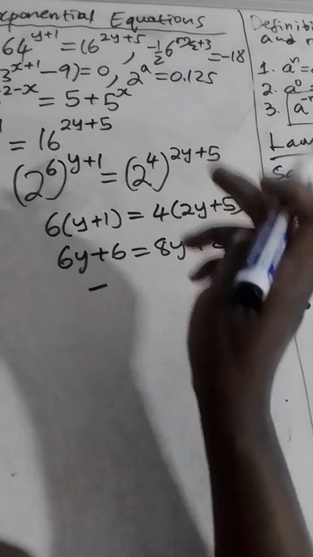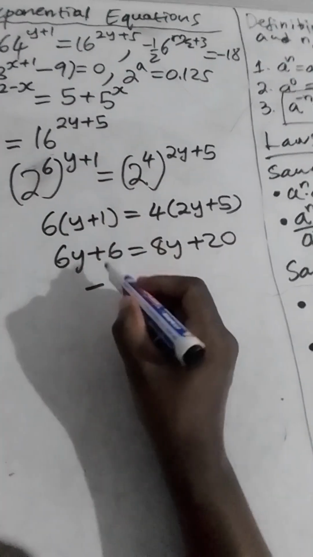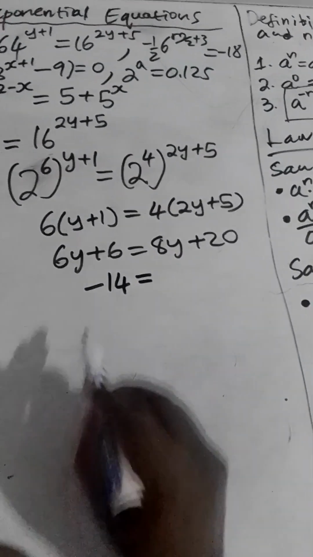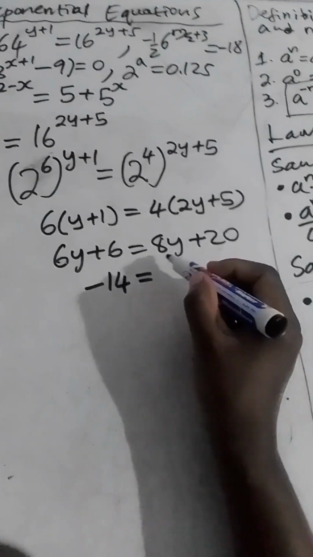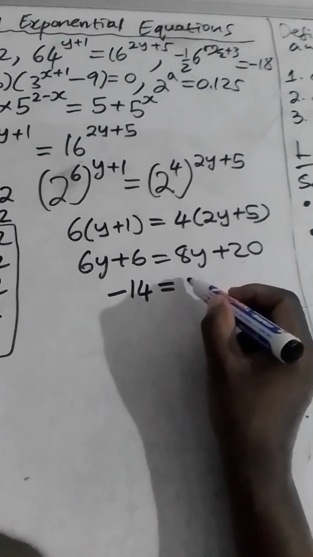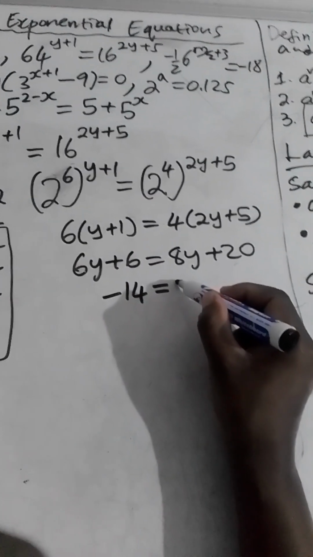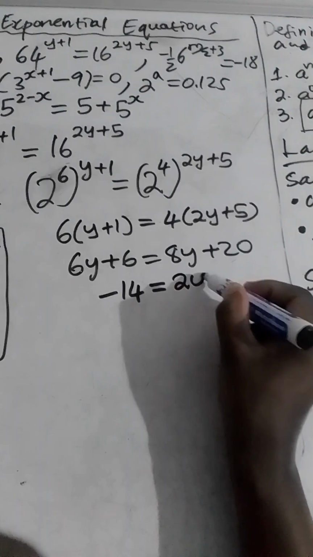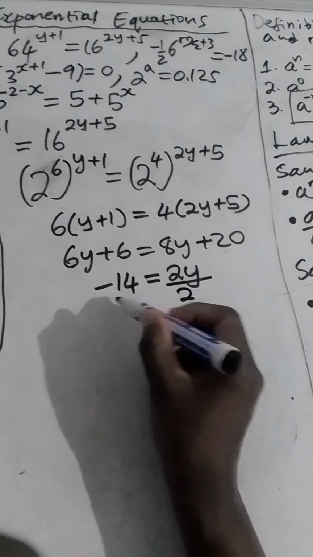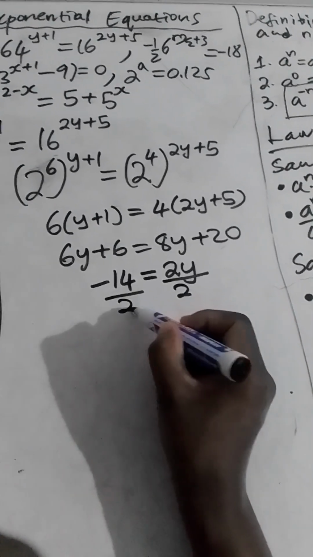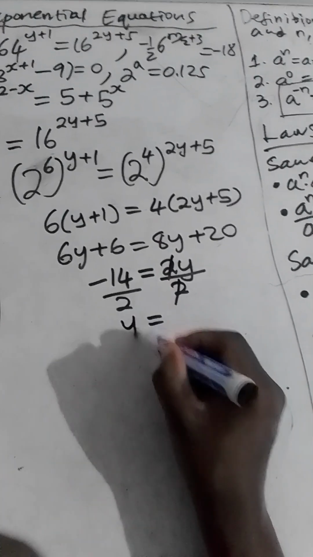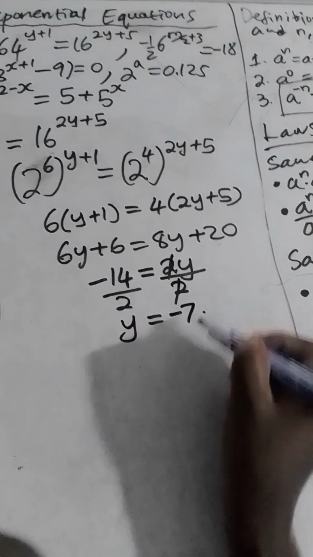Take 6y to the other side and 20 to this side, you get 6 minus 20. Remember, when you transpose, the term will change the sign. So we're going to have 6 minus 20, which gives us minus 14. When you take 6y to the other side, we get 8y minus 6y. When you transpose, you change the sign of the term that is being transposed. So we get what? 8 minus 6 is 2, so 2y. And then to finish, we divide by the coefficient of the variable on both sides. So now that means we have what? y is equal to negative 7.